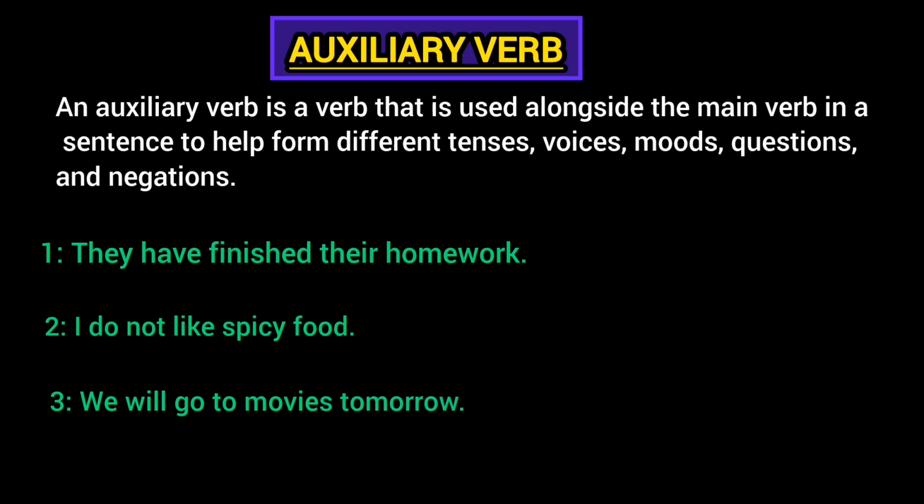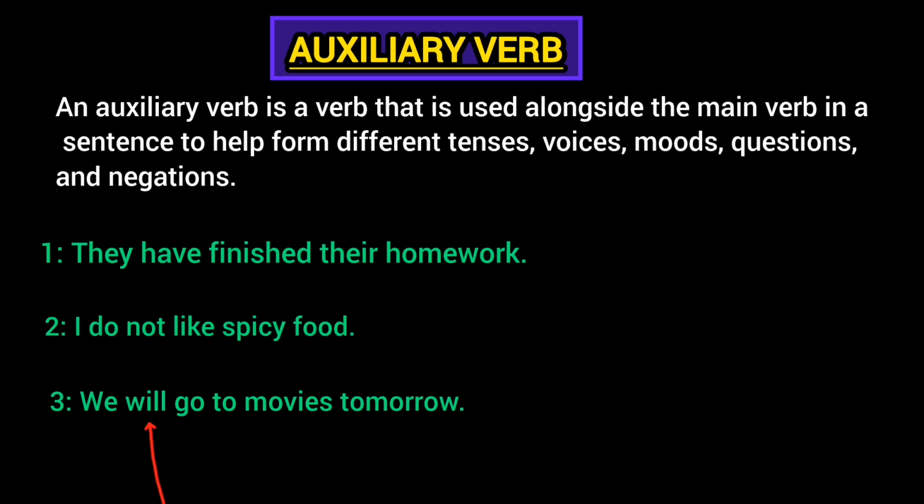We will go to movies tomorrow. Look at this example. Here the auxiliary verb is will, which shows a future tense, and it helps the main verb, that is, go. Basically, it indicates that the action of going to the movies will happen in the future. So this is another example of auxiliary verb.